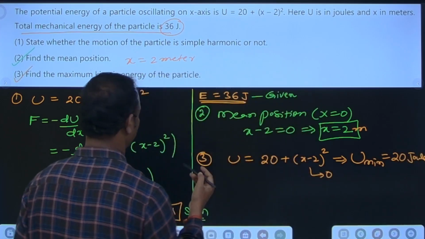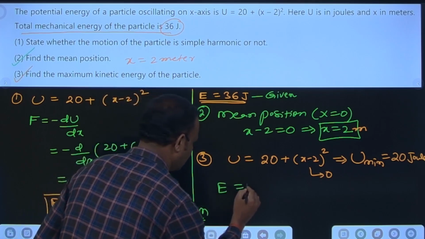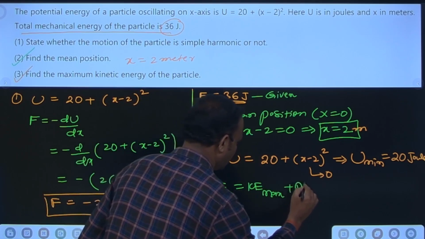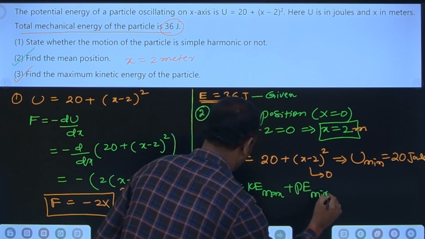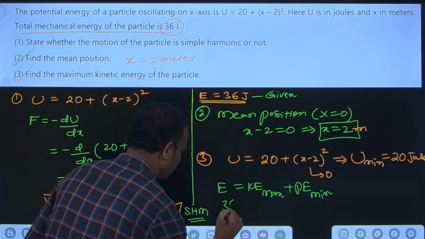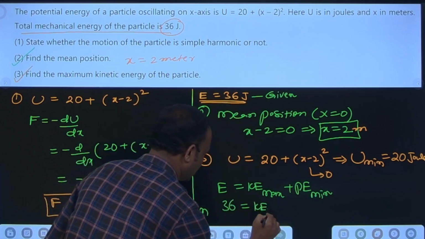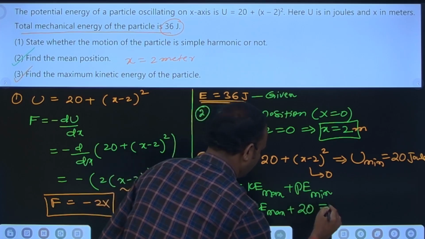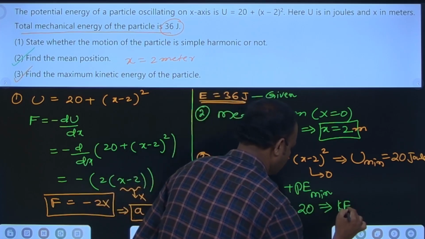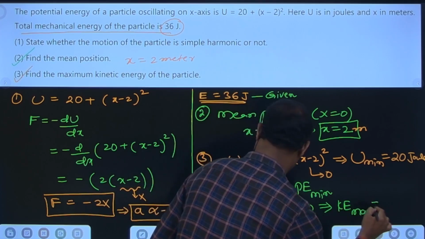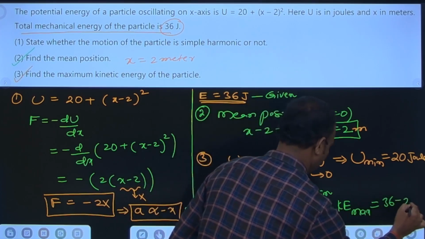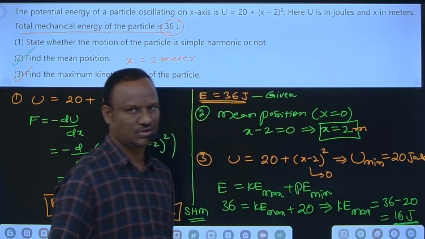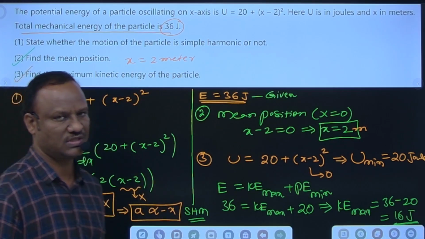Now the total mechanical energy E is equals to kinetic energy maximum plus potential energy minimum. So 36 is equals to kinetic energy maximum plus 20. Kinetic energy maximum is equals to 36 minus 20, and the answer is 16 joule. These are the kinds of questions that will be asked from this topic.